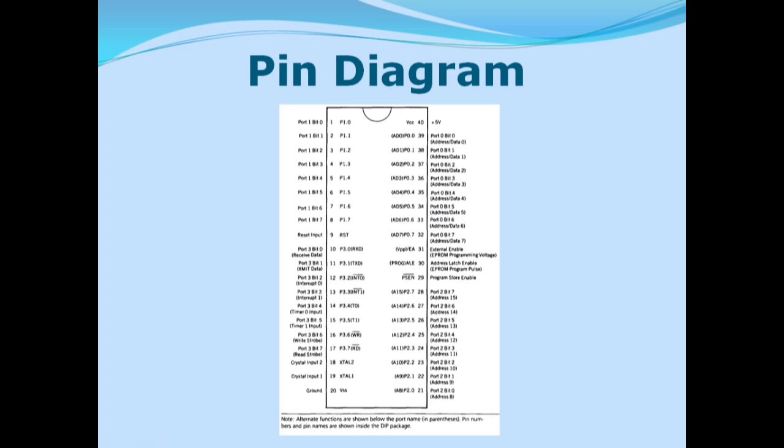Now, to indicate whether we are going to use an external memory or an internal memory, there is another control signal, that is pin number 31, external access enable.